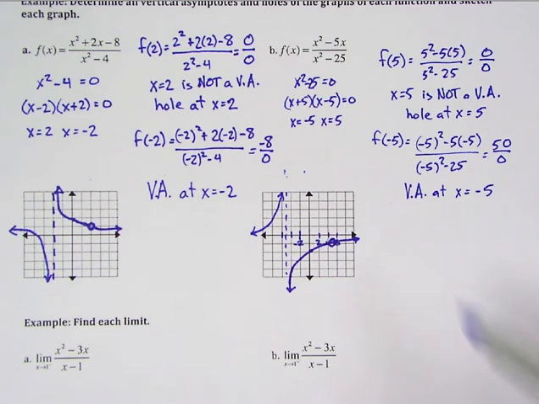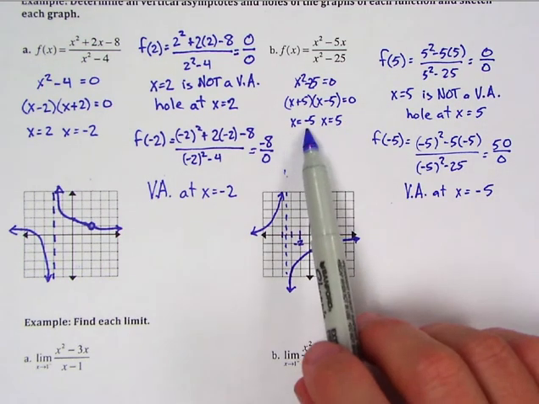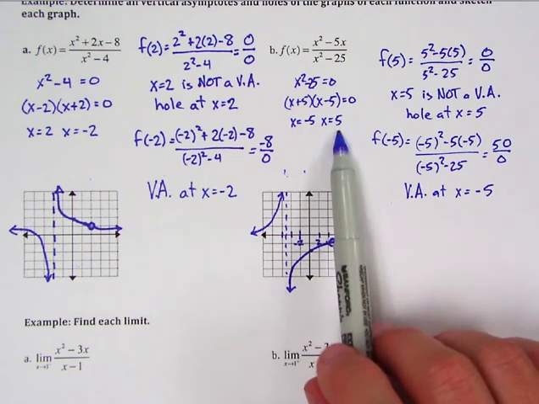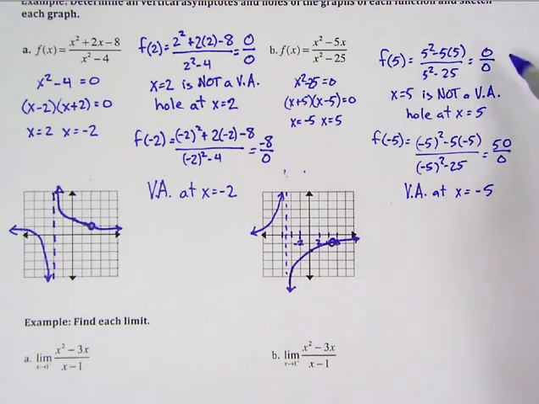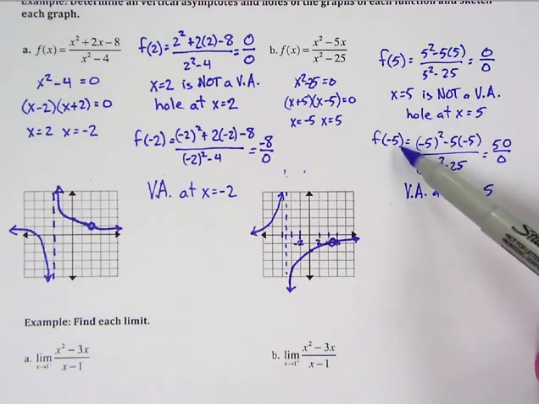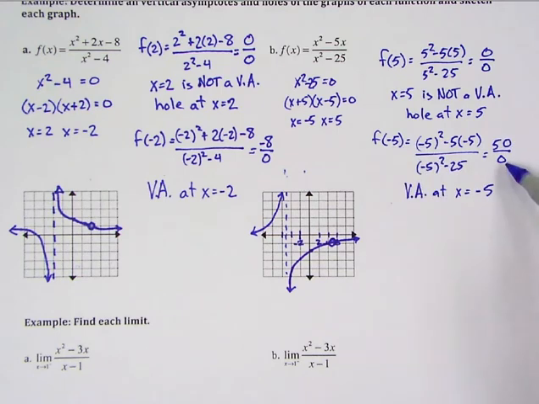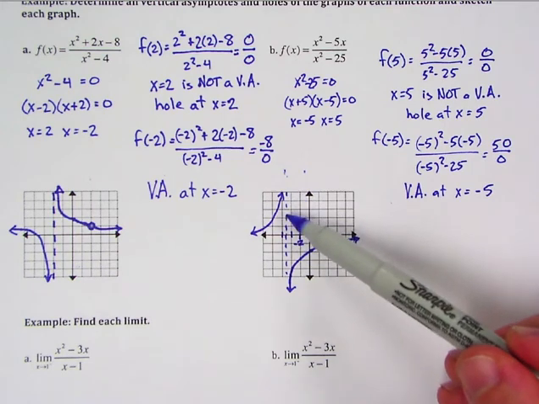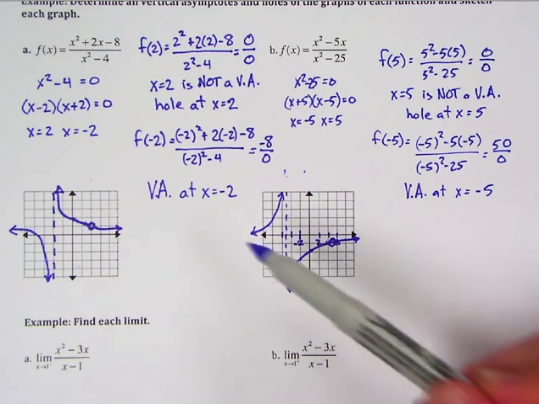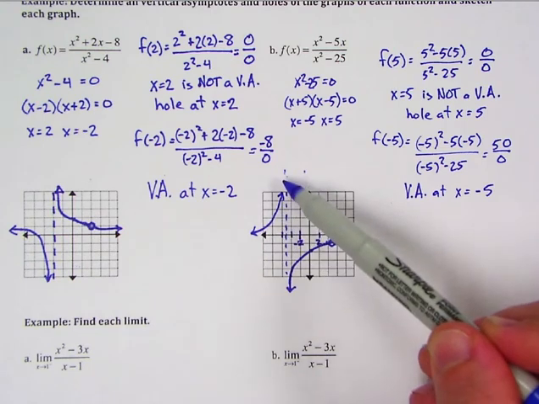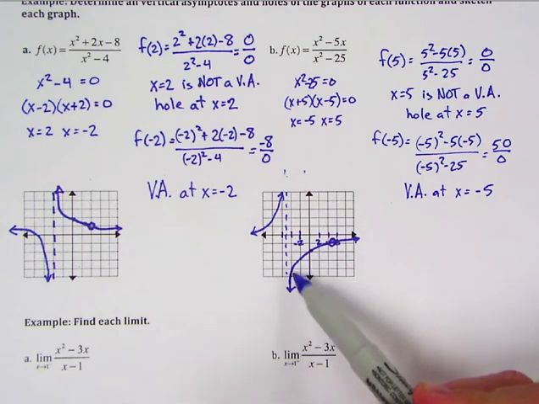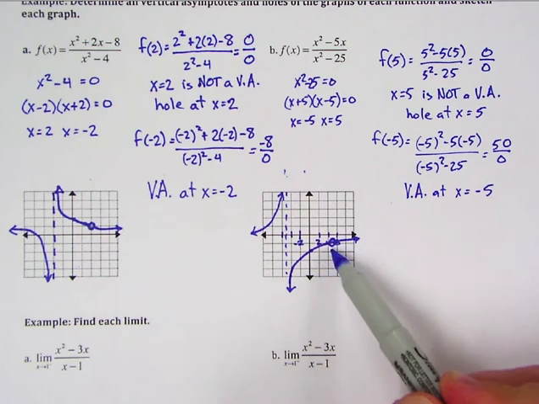Alrighty, welcome back. You can go ahead and check your work, and we found negative 5 and 5 to be where the denominator equals 0. When we plug in 5, we get 0 over 0, so x equals 5 is not a vertical asymptote, and rather there's a hole at x equals 5. And when we try f of negative 5, we get 50 over 0, so there is a vertical asymptote at x equals negative 5. And here's your graph showing the vertical asymptote. So as we approach negative 5 from the left, it goes to infinity. As we approach negative 5 from the right, it goes to negative infinity. And you can see the hole right here at x equals 5.